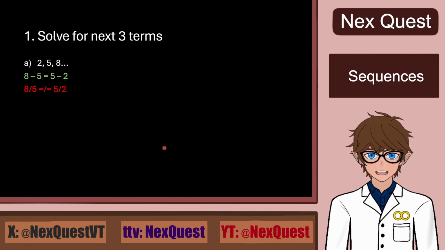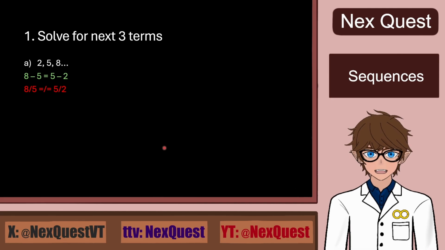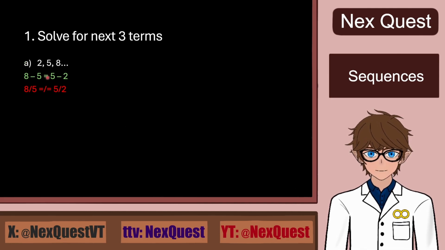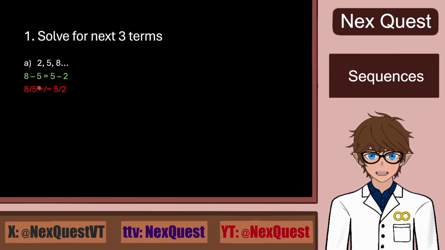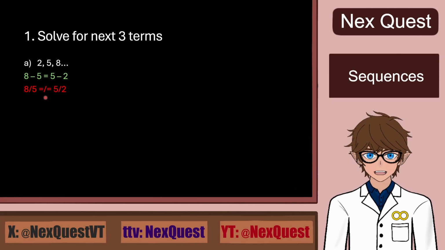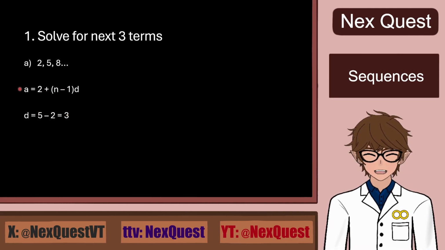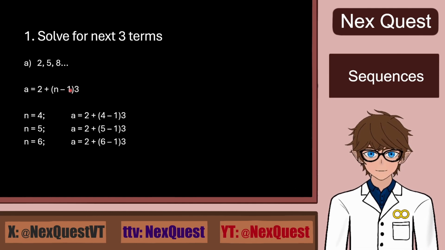So the first task wanted us to determine what type of sequence it is and to solve for the next 3 terms. Well, we can see that it's arithmetic because we have a constant difference. So 8 minus 5 is equal to 5 minus 2, while 8 divided by 5 is not equal to 5 divided by 2. Now, the difference is 3. We paste the formula we learned before, and then we solve for the 4th, 5th, and 6th term.